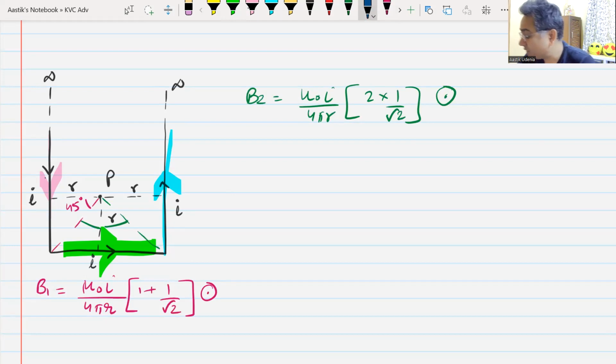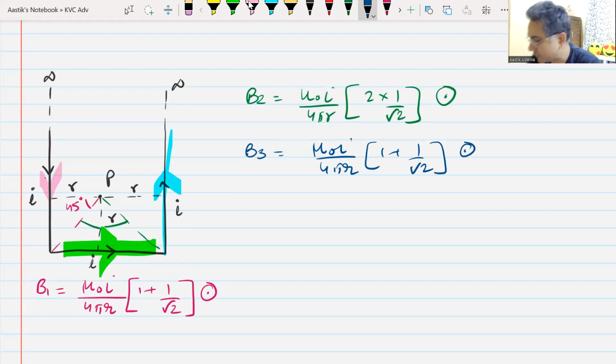Magnetic field due to the third wire is the same as the first wire. Yes or no? Yes, sir. Mu naught I by 4 pi r into 1 plus 1 by root 2. It is also pointing in the outside direction. All the three fields are getting added up, and that is your answer. Do you understand this? Yes, sir.